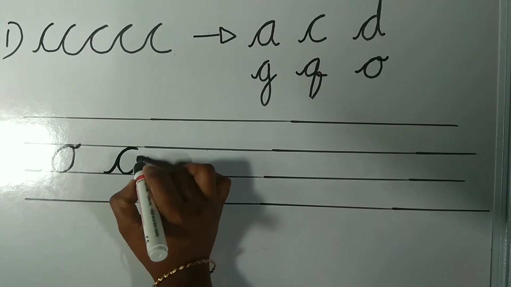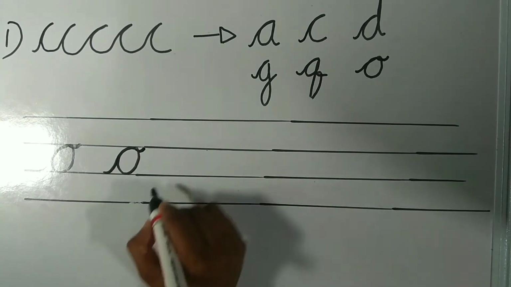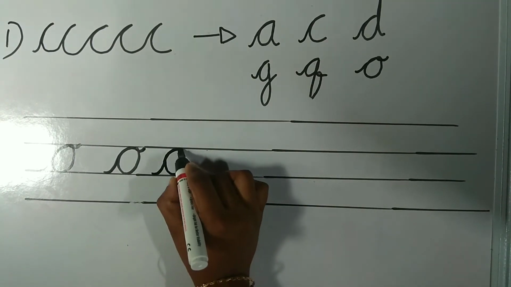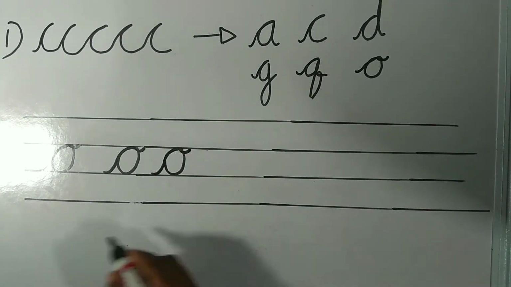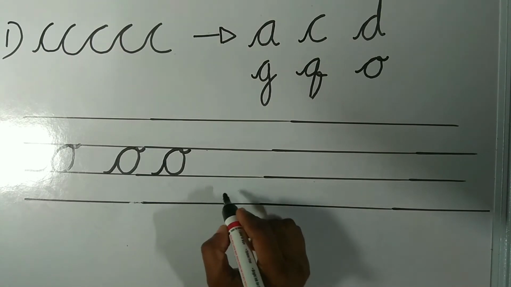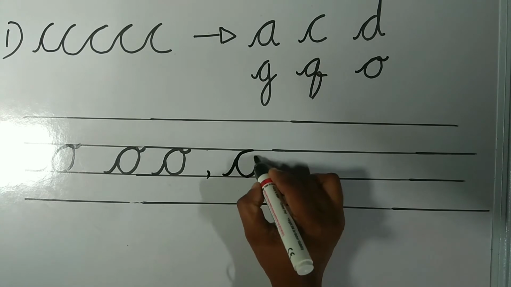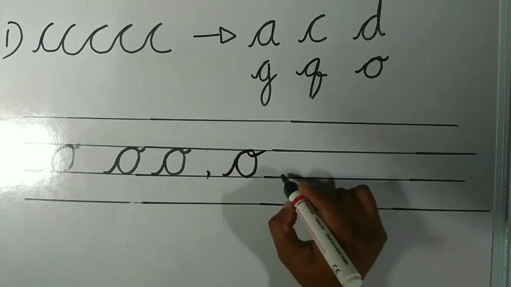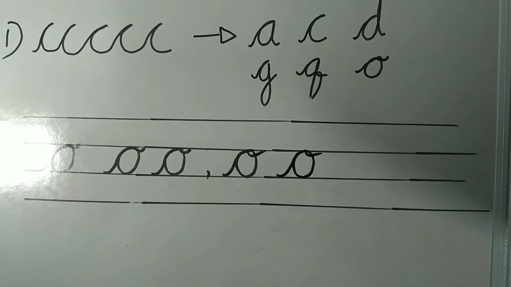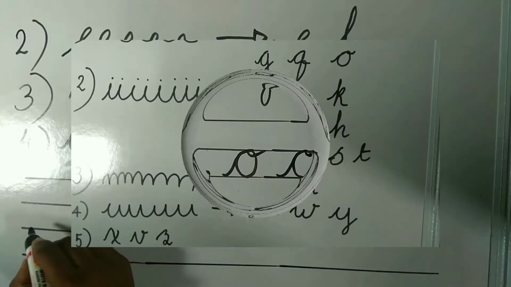Next letter is O. We can write 2 types of O. One is with a loop and another one is without a loop. You can select any one. Then look, start from the third line, then touch the second line, and write with a loop.